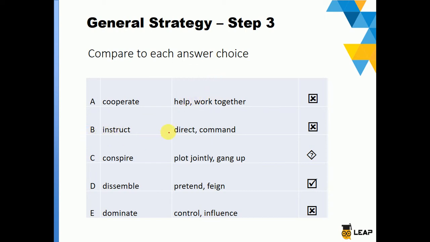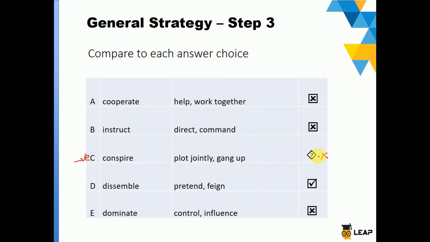Next option is instruct. This is about directing, commanding. Again, it does not fit in because it's got nothing to do with feigning. Alright? Conspire. Well, conspire seems like a bit of a question mark because when you are feigning something or when you are disguising, you are actually doing something negative, right? So conspire does have a negative connotation, but the meaning of conspire does not quite add up in this sense. So we actually will eliminate this. Alright?